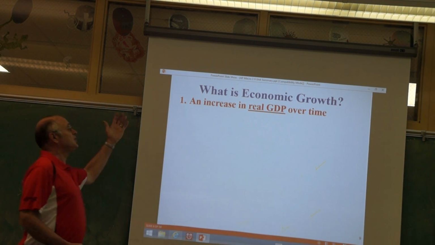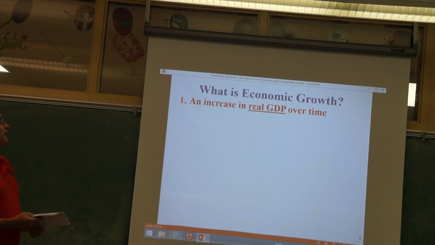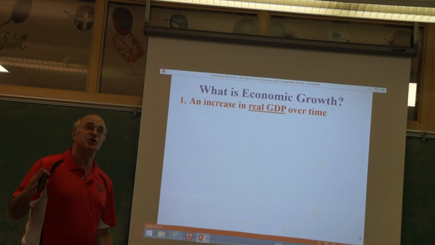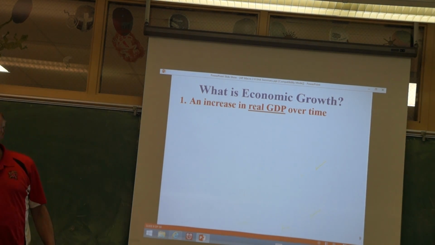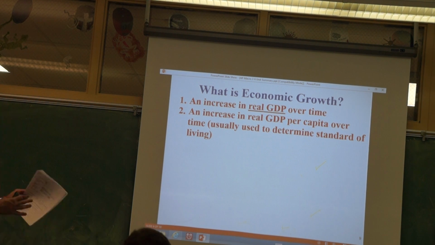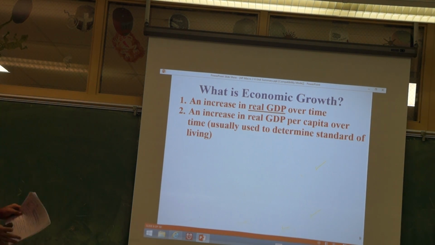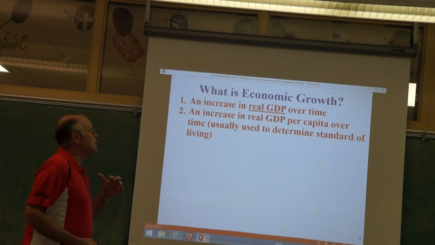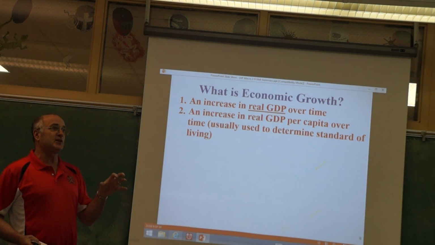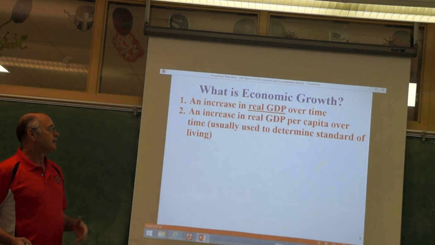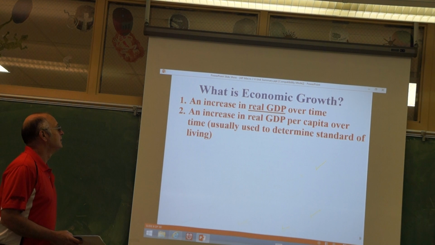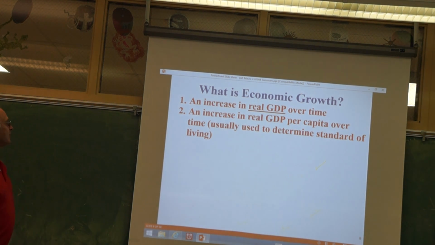An increase in real GDP over time would be economic growth, and that would be the long-run aggregate supply curve shifting or the production possibilities curve shifting out. And then an increase in real GDP per capita over time means an improvement in standard of living, because each person is benefiting from the economic growth.